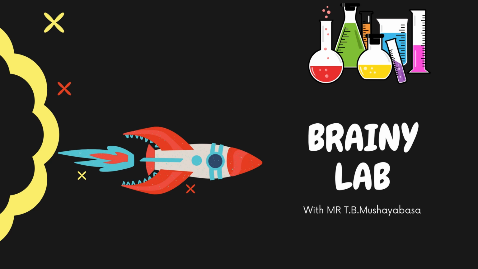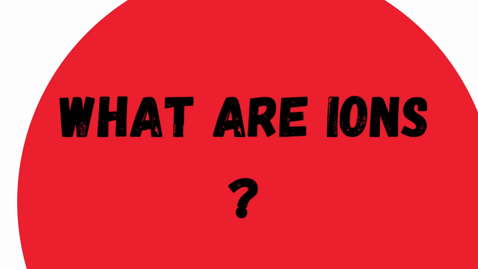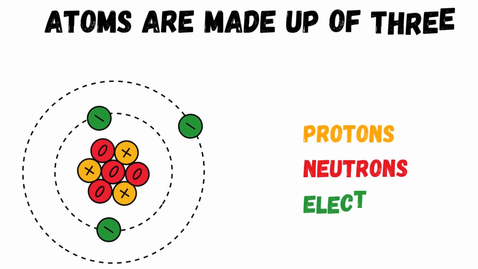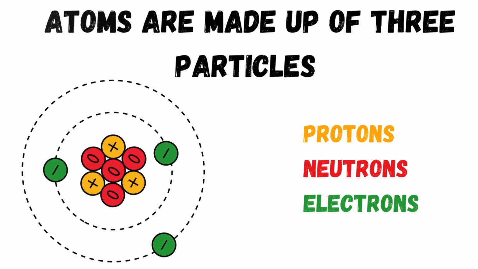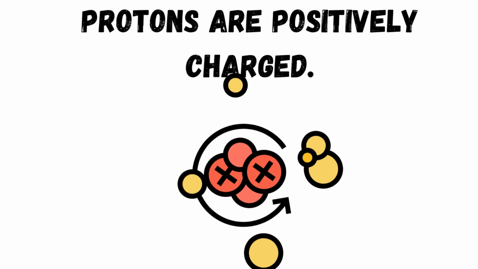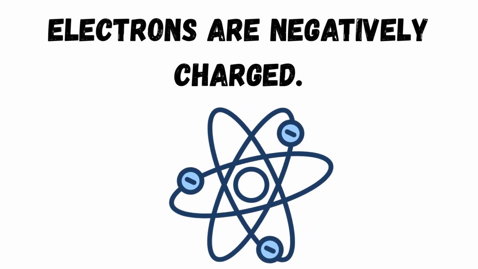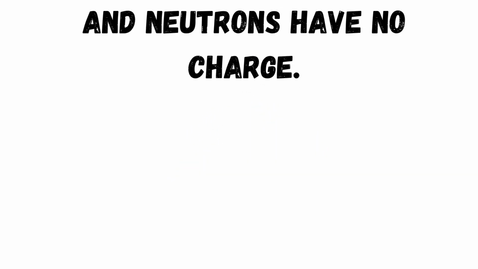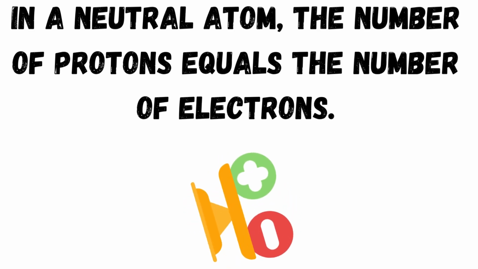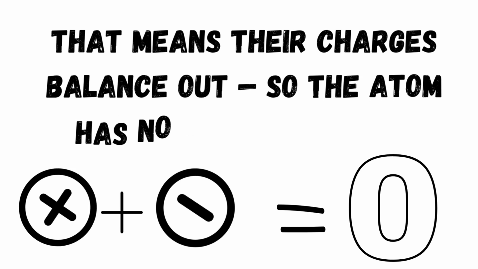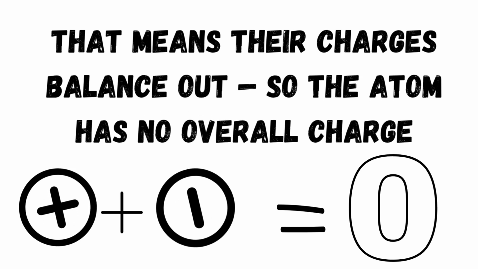In today's video, we're talking about ions, what they are, how they form, and why they're so important in chemistry. What are ions? To understand ions, let's start with atoms. Atoms are made up of three particles: protons, neutrons, and electrons. Protons are positively charged, electrons are negatively charged, and neutrons have no charge. In a neutral atom, the number of protons equals the number of electrons. That means their charges balance out, so the atom has no overall charge.